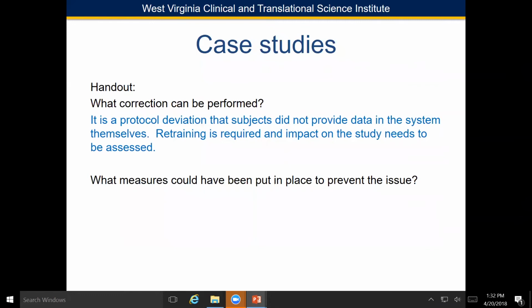But in this case, I think the problem is there were a lot of entries that weren't being done in time because the patients weren't apt at that time to record the data.